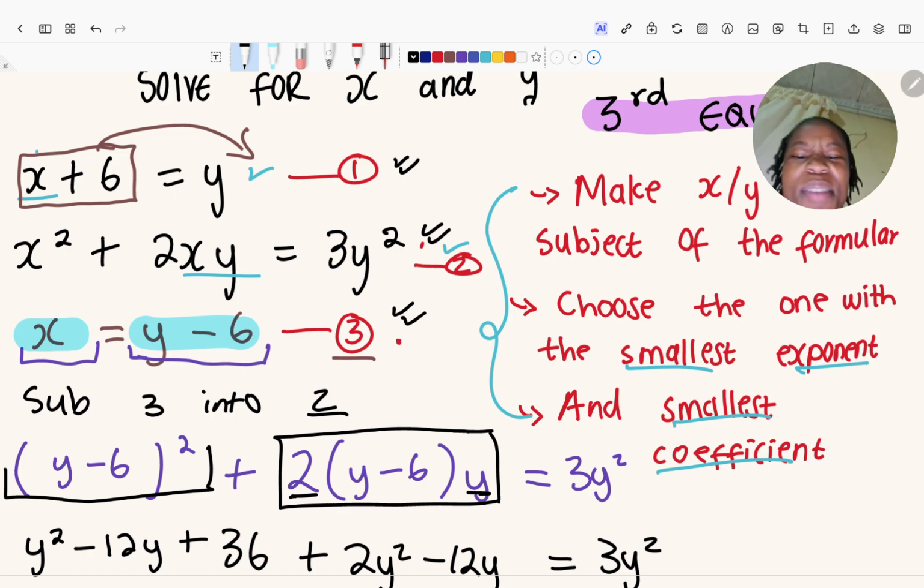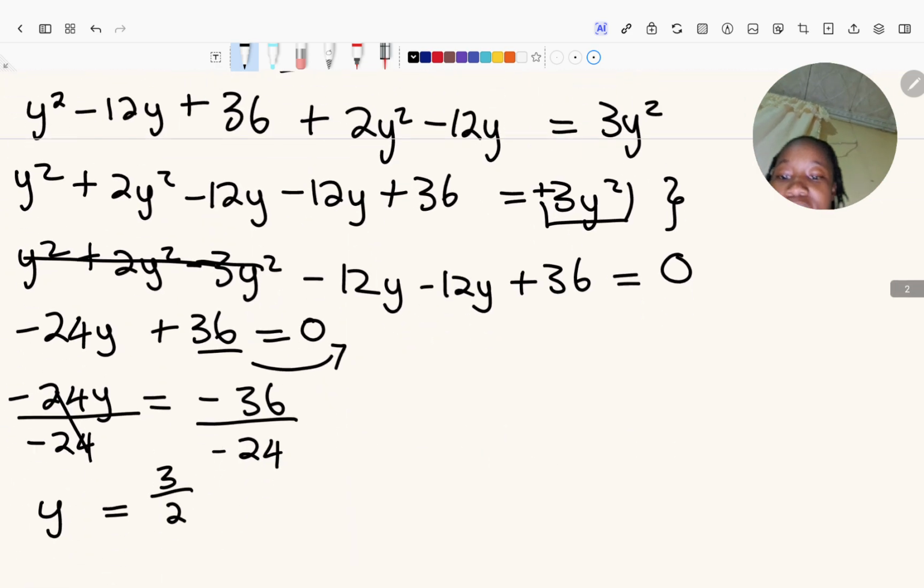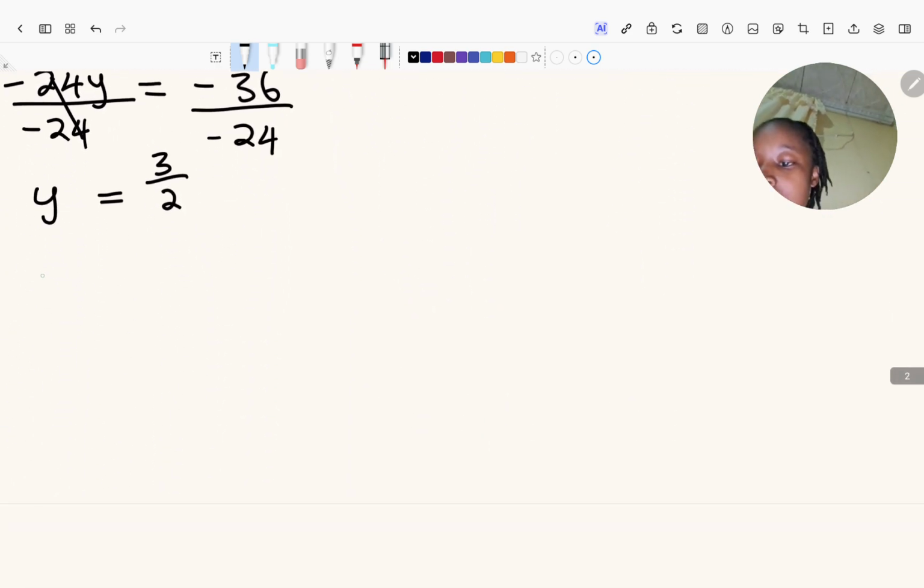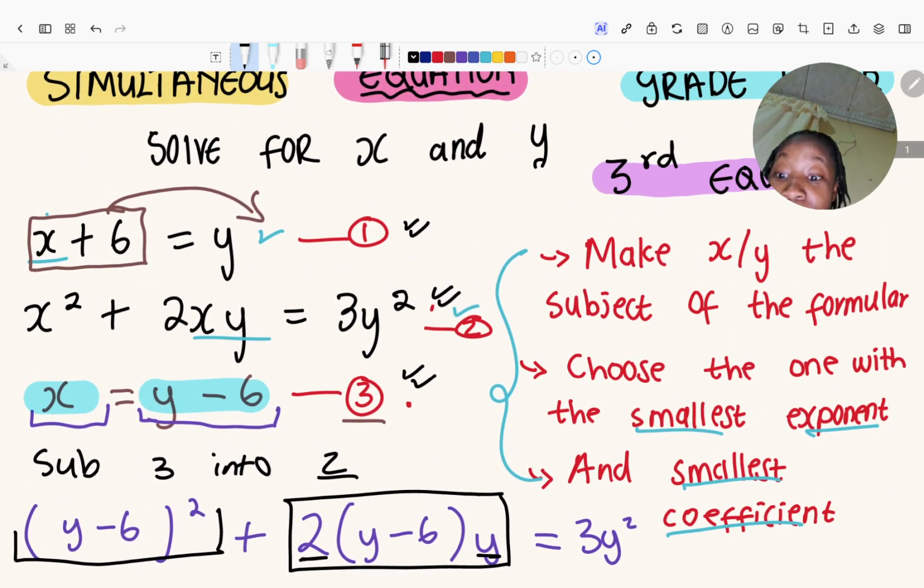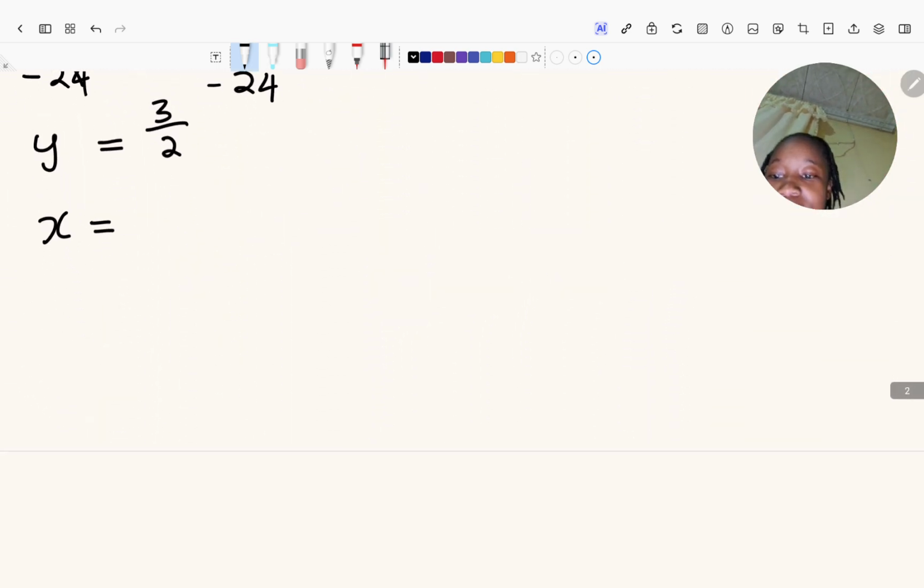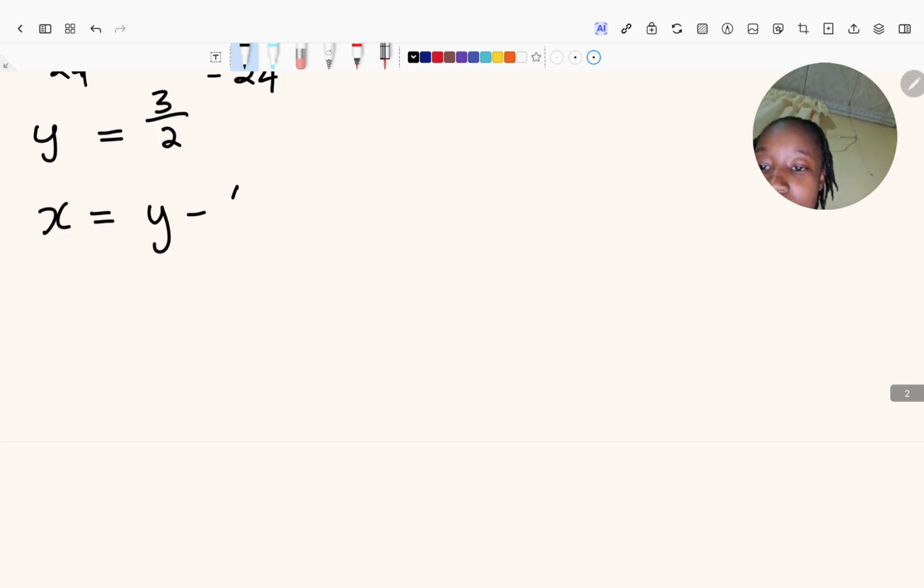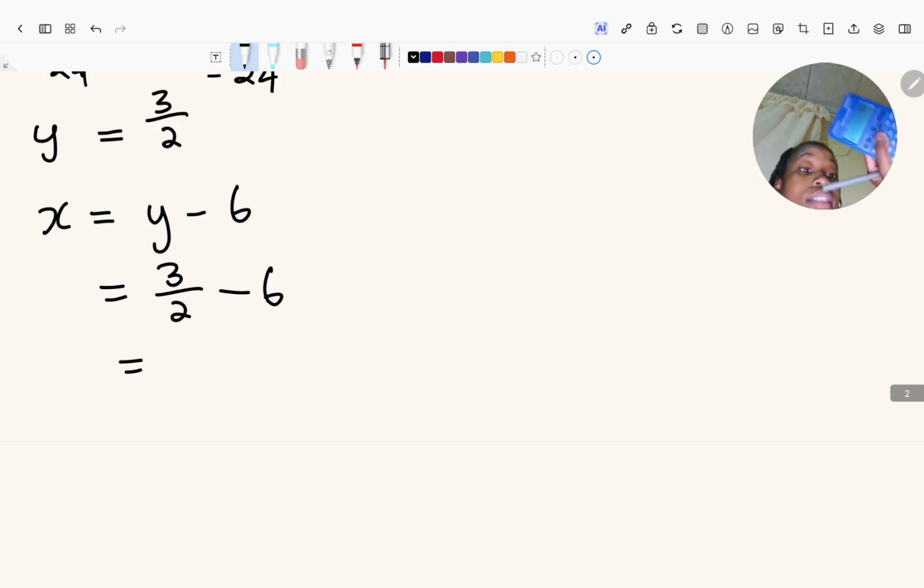And it's going to be simple. I'm going to show you guys. So let's just write the third equation. x is equals to, oh, I forgot it. x equals y minus 6. So where there is y, I'm going to substitute the value of y because I've already found the value of y. Easy, simple as that. So it's equals to 3/2 minus 6, in which I'm going to use a calculator.